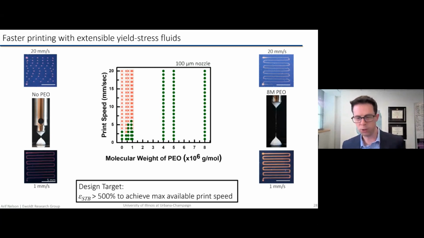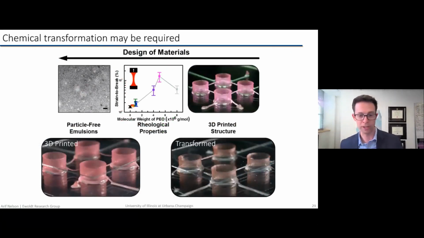You're not done just because you can print. In this world, you have to transform chemically your material. At the bottom, I'll show two videos. The left is the 3D printed material that's a lot like cake frosting. And if you try to have it carry any meaningful weight at all, you just destroy the entire system. Whereas on the right, we've transformed this chemically to be much more of an elastomer.